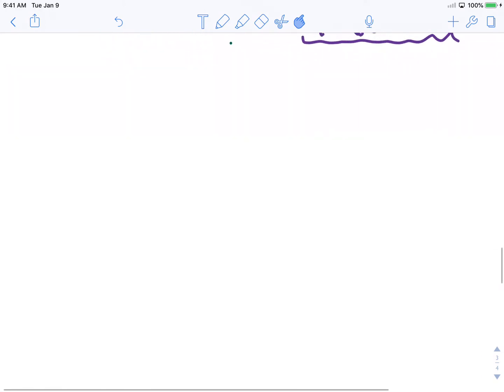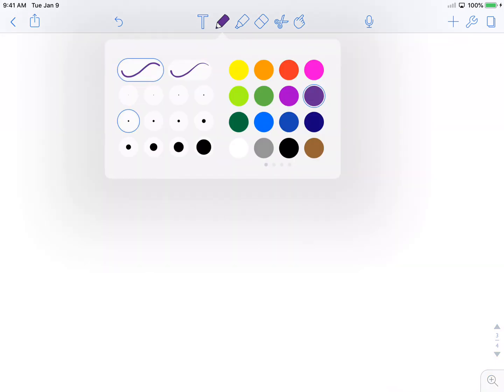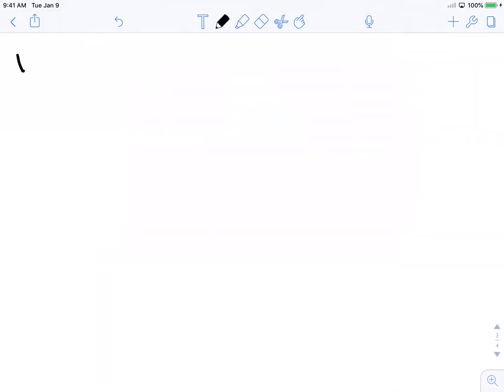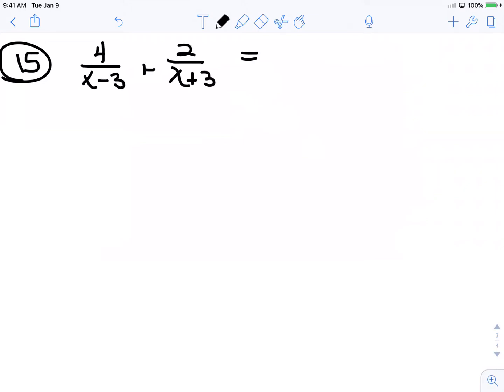So we're going to go over another problem, and I think we can look at number 15. So we have 4 over x minus 3, 2 over x plus 3, and then the other side we have a 2x plus 2, and that's over x squared minus 9.